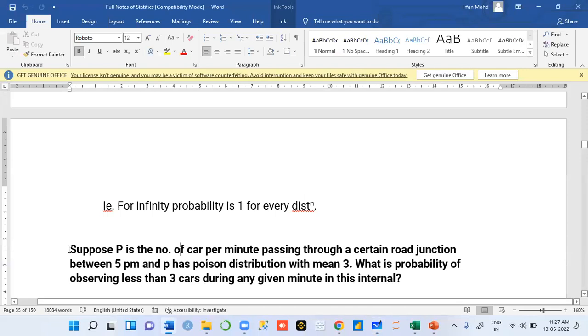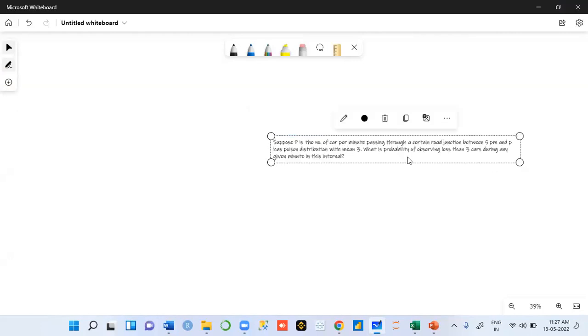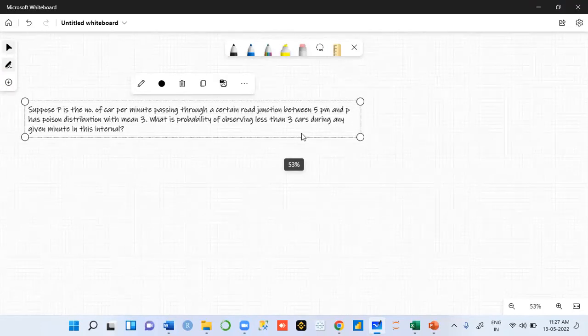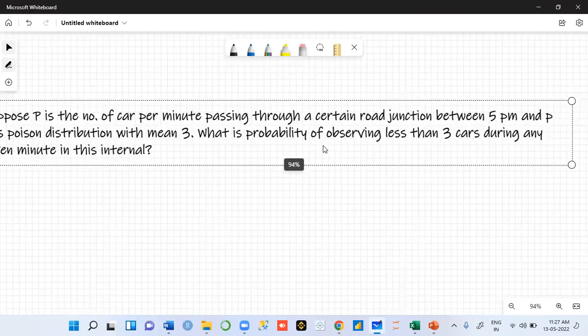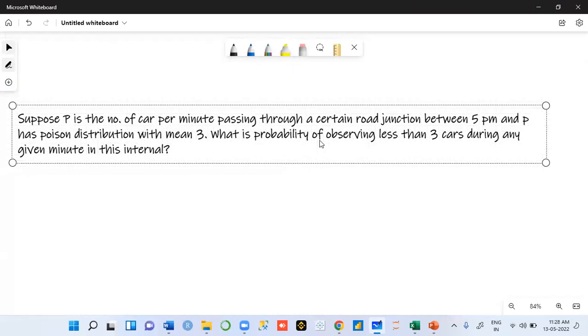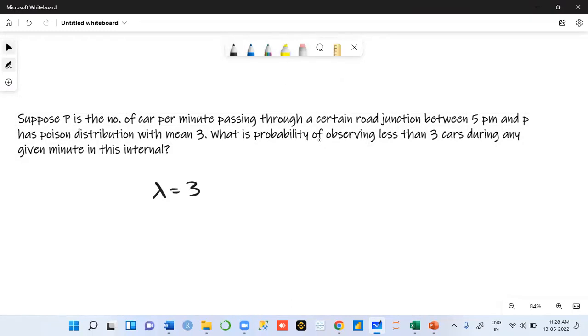I read the question. Suppose P is the number of car passes per minute through a road junction between 4 and 5 p.m. We can assume every minute the number of car passes. P has Poisson distribution with mean 3. So lambda is 3, which is nothing but the mean. So can we say the mean comes from historical data?